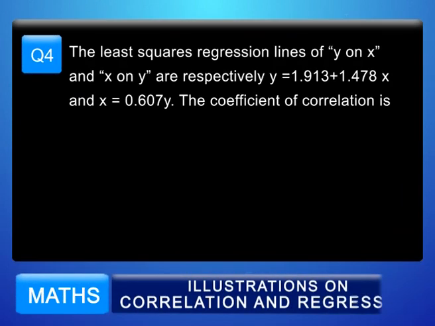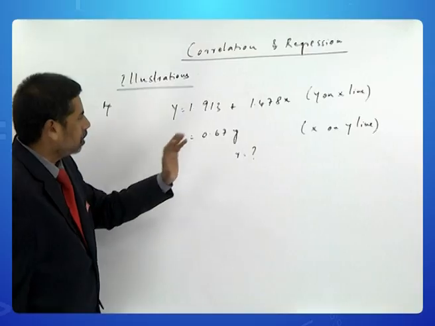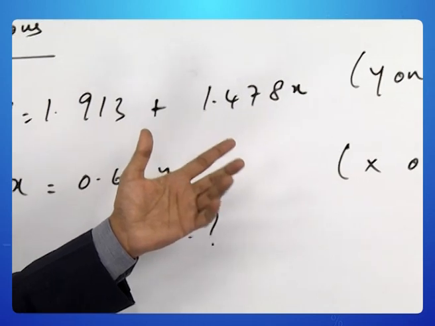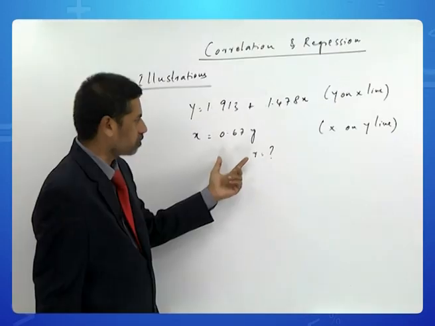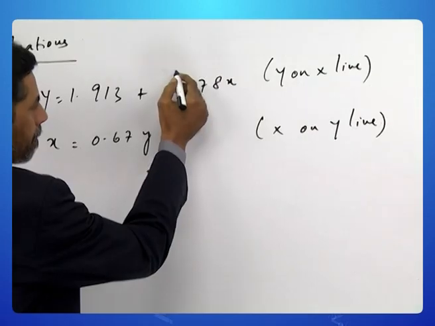Question number 4. The least square regression lines of y on x and x on y are respectively y is equal to 1.913 plus 1.478x and x is equal to 0.607y. The coefficient of correlation is. Now here we have got the two lines of regression. It is very conveniently given that this is the y on x line and this is the x on y line. However, it is better we make some observations.